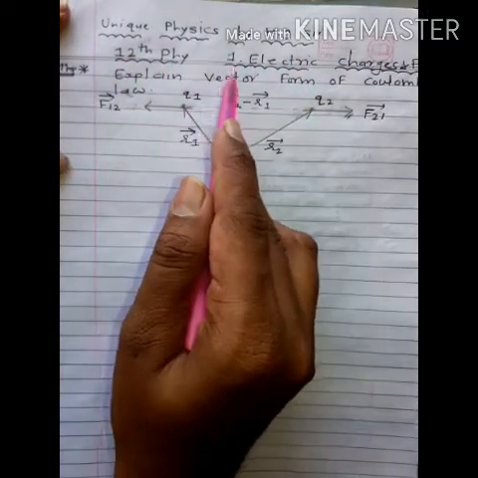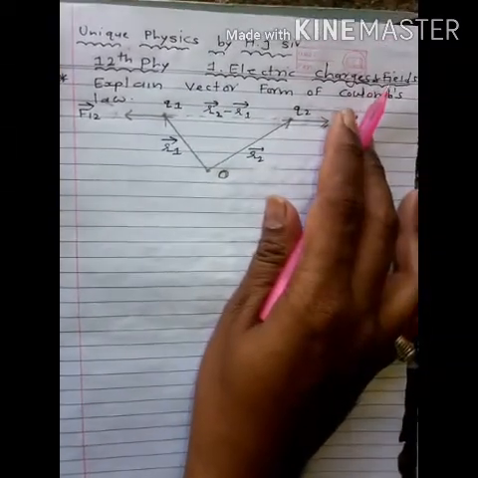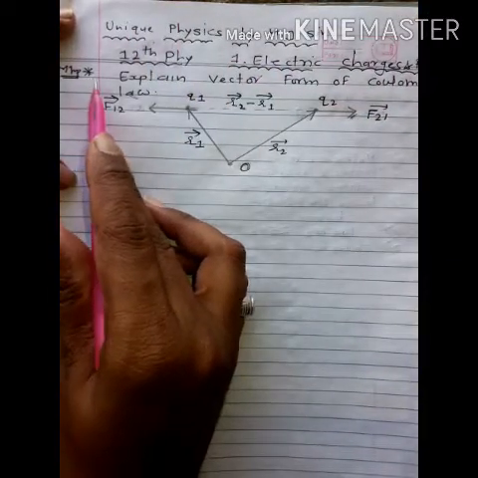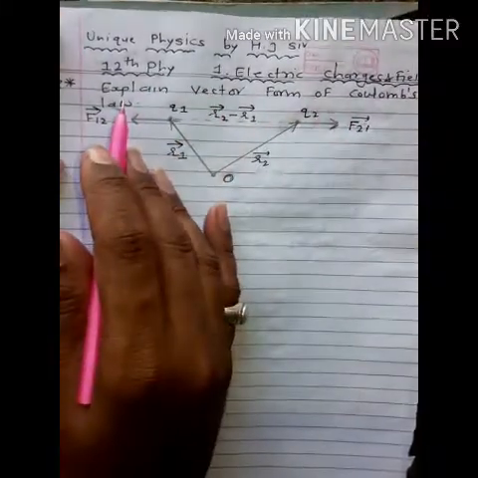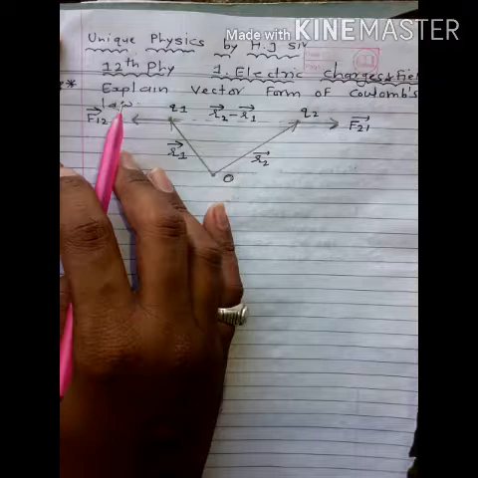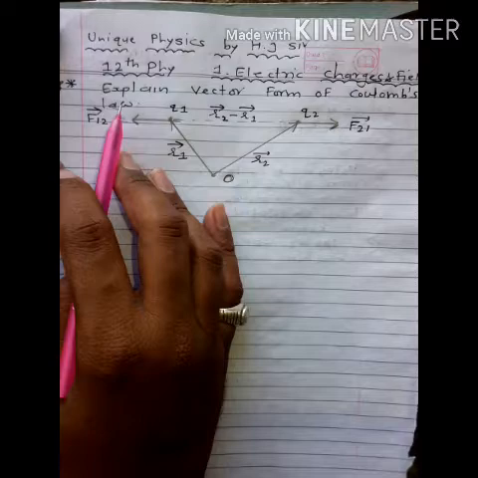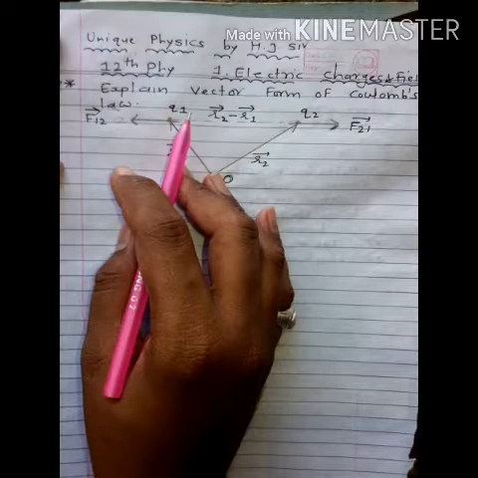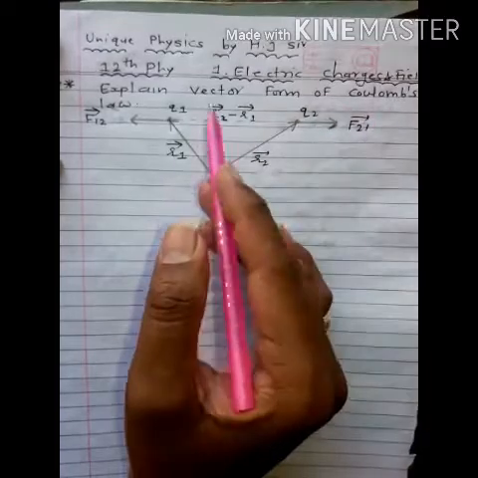12th Physics, Chapter number 1, Electric Charges and Fields. Here we will discuss the most important question of this chapter. Explain vector form of Coulomb's law. Dear students, last time we explained scalar form of Coulomb's law. In terms of example, it is the most important question, but in terms of theory, this is the most important question. So, vector form of Coulomb's law.